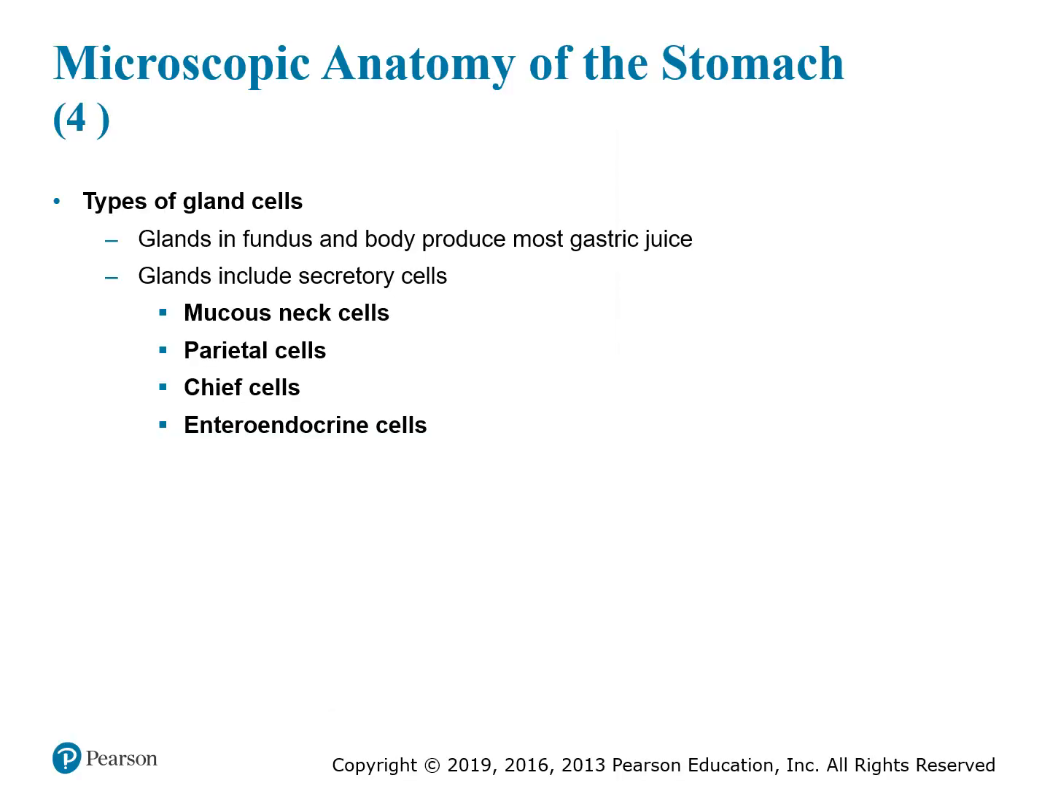Now let's continue. So what are the types of glands? These glands are present in the pit, which we just saw, which was going inside. Glands in the fundus and body produce most gastric juices. So the fundus and the body. And the glands include the surface mucous cells, mucous neck cells, parietal cells, chief cells, and the enteroendocrine cells. So these are the types of cells which we are going to see in that pit.